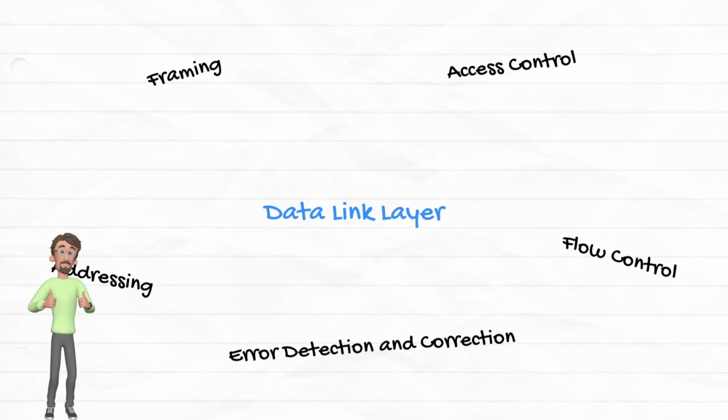5. Access control determines which device has control over the communication channel at any given time. Example: like a traffic light controlling the flow of vehicles at an intersection. This ensures that data is transmitted in an orderly manner, preventing collisions and ensuring smooth communication.